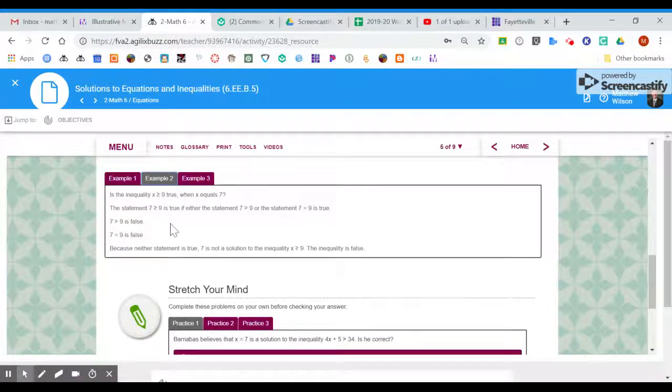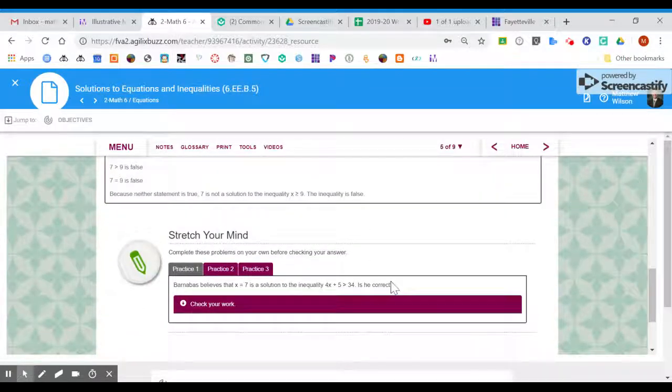So your different examples, for instance, this says, is the inequality x is greater than or equal to 9 true when x is equal to 7? Well, that would be false because 7 is not greater than or equal to 9. So that solution, 7 as a solution, would be false. So that means it wouldn't be a solution. And so I want you to be able to create an example of an inequality that represents more than one solution. And this would be it.